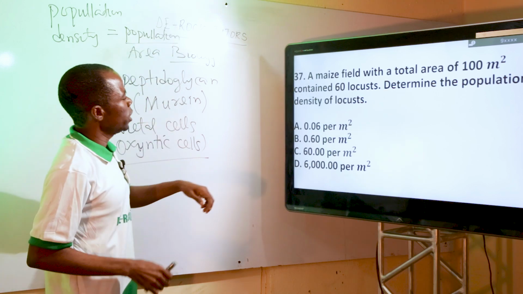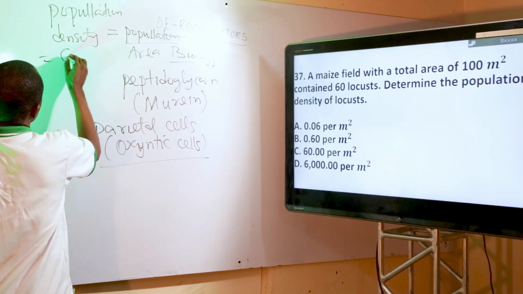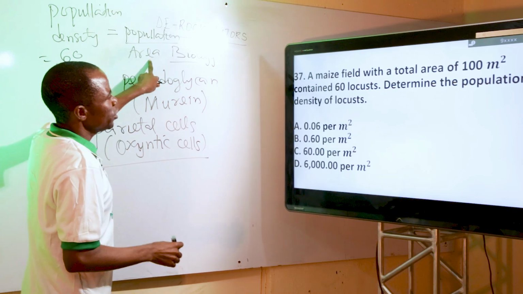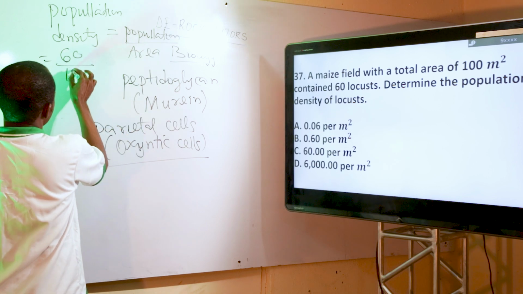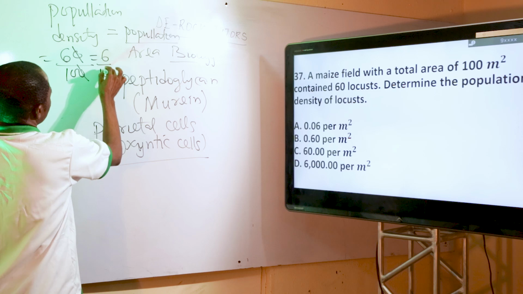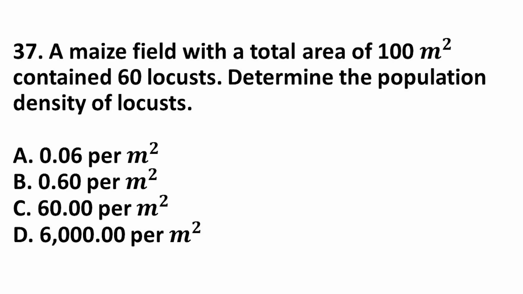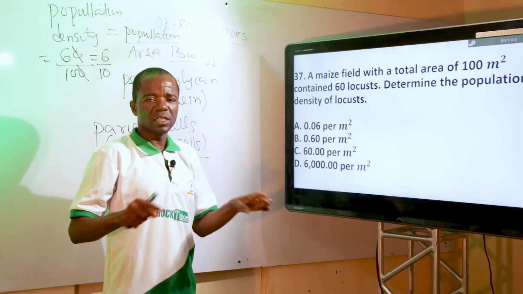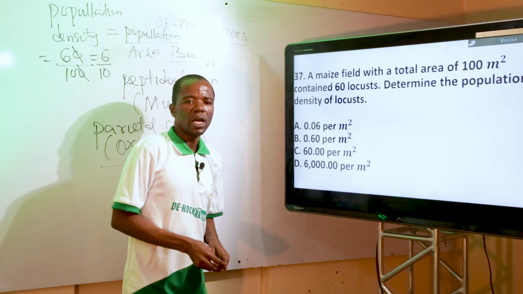So we know that the population of locusts is 60. So that's going to be 60 divided by, we have been given the area of that particular habitat, 100 meters squared. That's divided by 100. This goes here, that becomes 6 all over 10. And we know that 6 divided by 10 is going to be 0.6 per meter squared. So the correct answer for number 37 is B. Don't forget, population density has the formula population divided by the area of that particular habitat.